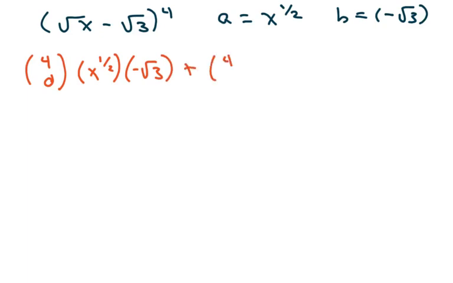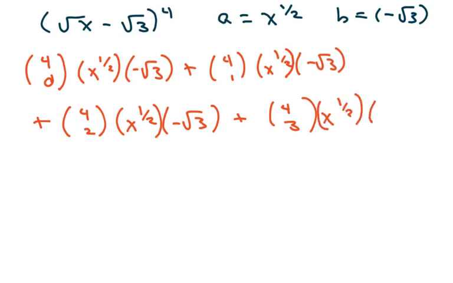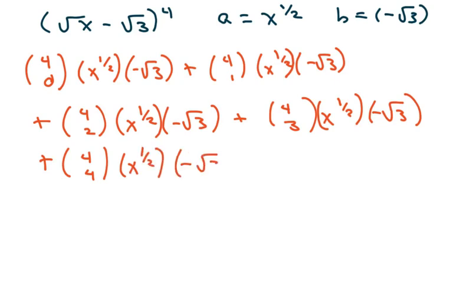Then put your 4, 1, x to the 1/2, negative square root of 3, plus 4, 2, x to the 1/2, negative square root of 3, plus 4, 3, x to the 1/2, negative square root of 3. And the last one is 4, 4, x to the 1/2, and negative square root of 3.